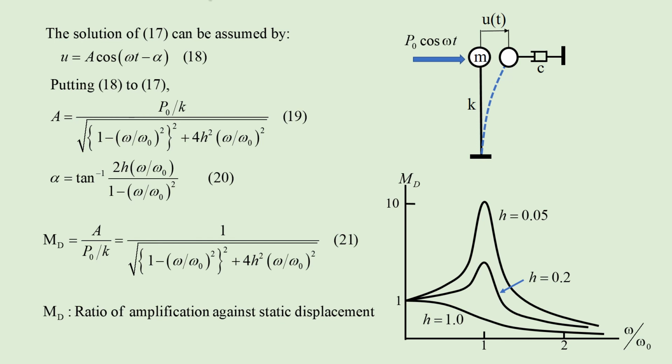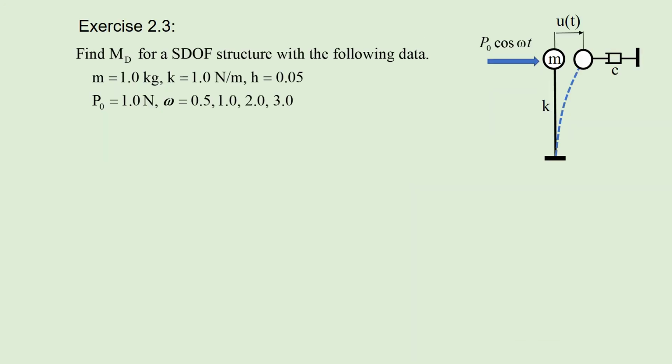MD is higher with smaller damping ratio. Also, it has a sharp peak with omega over omega 0 equal 1. In other words, when the frequency of the external force agrees with the natural frequency of a structure. This phenomenon is called resonance, which should be avoided in designing structures.